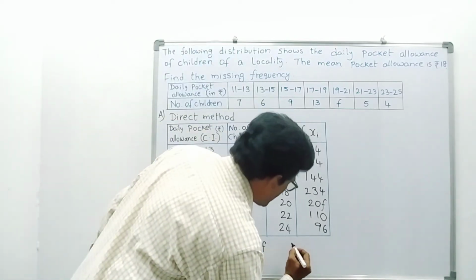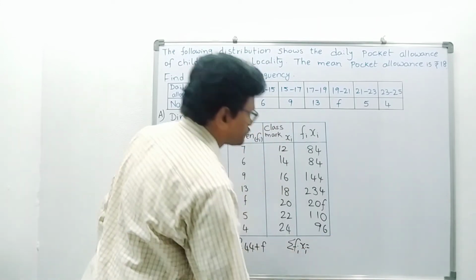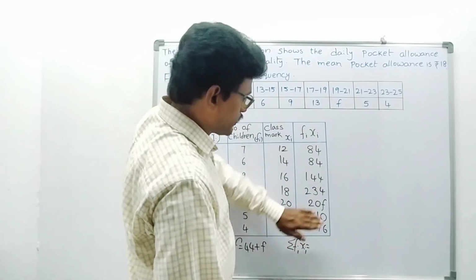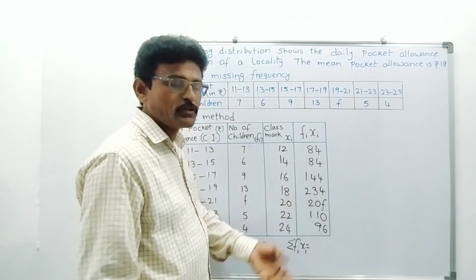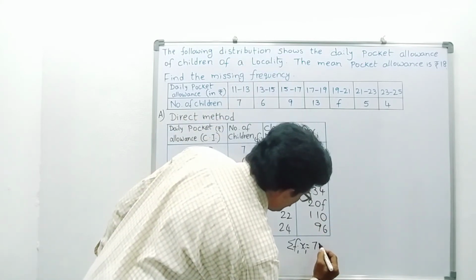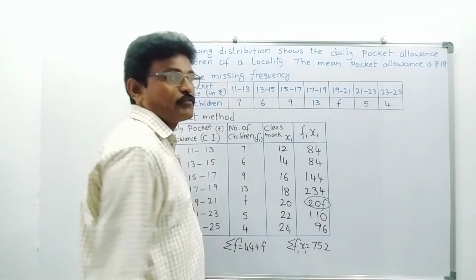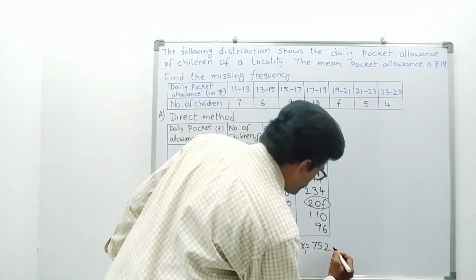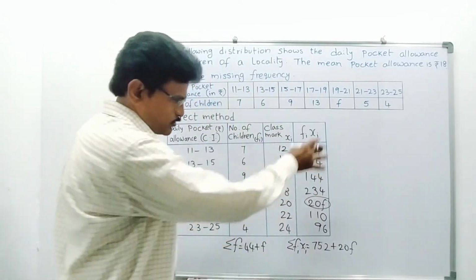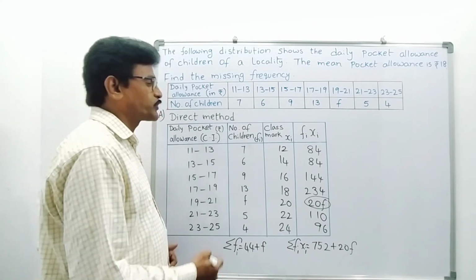Now what is sigma Fi Xi? You have to add all these values, but except this one, 20F. You don't know what 20F is. So close that value, and remaining values you have to add. If you close this value, you will get 752. Now plus 20F as it is, you write plus 20F. That is total sigma Fi Xi. Here sigma Fi is 44 plus F.